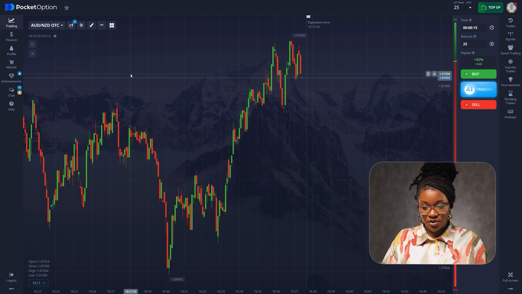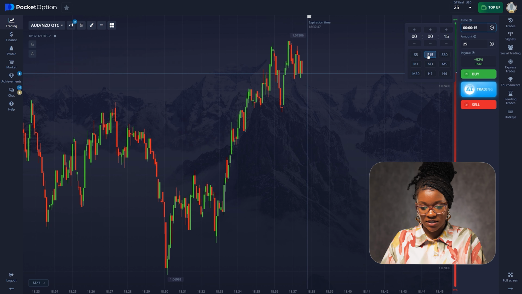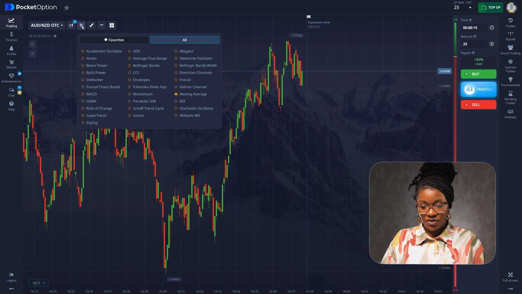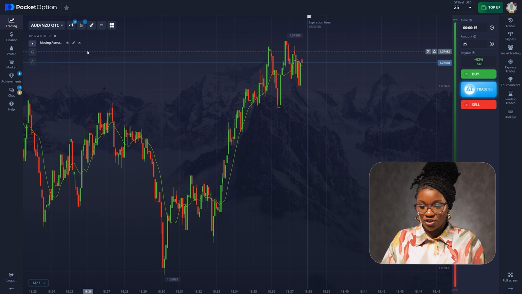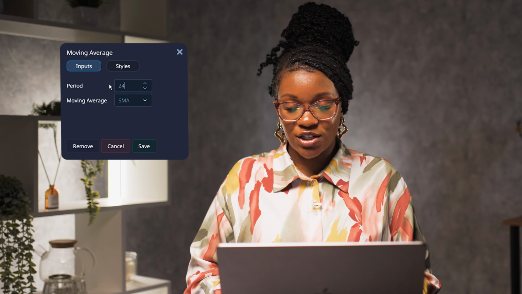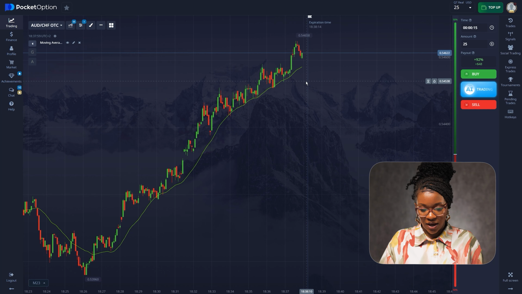And first, let's get started with setting up the workspace. First of all, set the time frame to 5 seconds and the expiry time to 15 seconds. Then we will add a tool that we will have at the core of our analysis and decision making, and actually add the moving average and change the period to 24. Let's get started. Here we see an upward movement along the moving average.